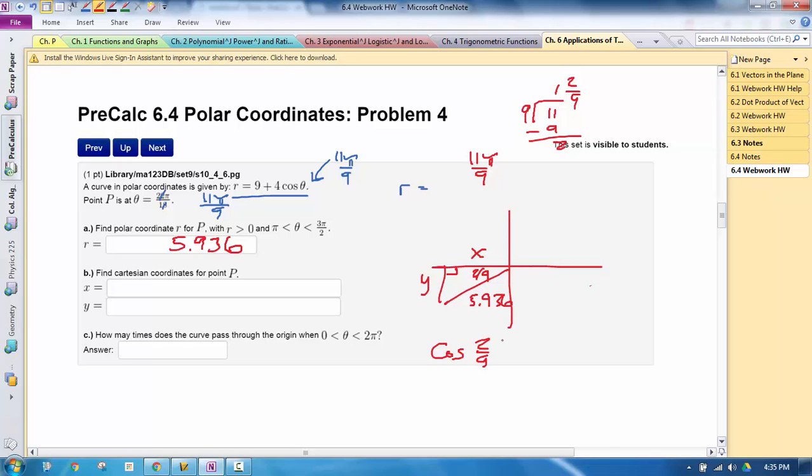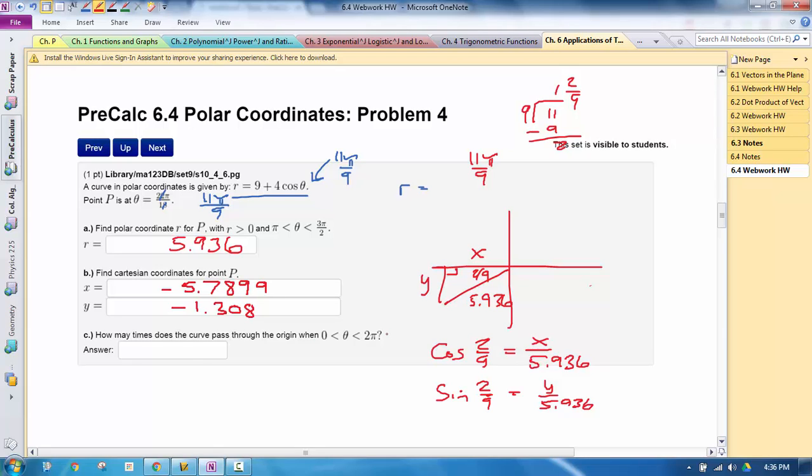Cosine of 2/9 radians equals adjacent over hypotenuse, and I'm not going to round this number, I'm going to keep it in my calculator. And I'm also going to do sine of 2/9 equals y over 5.936. Now I want to multiply both sides by 5.936 in each of these cases. It gives me x and y. And I get these numbers here. They both have to be negative because I'm going back down here into the third quadrant. So I got to go back x and then down y.